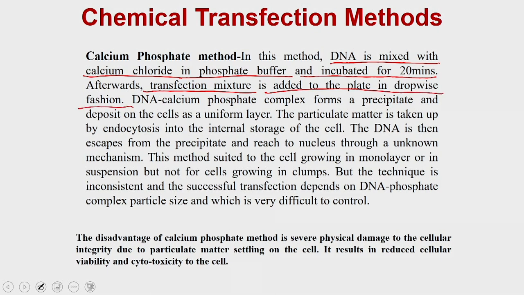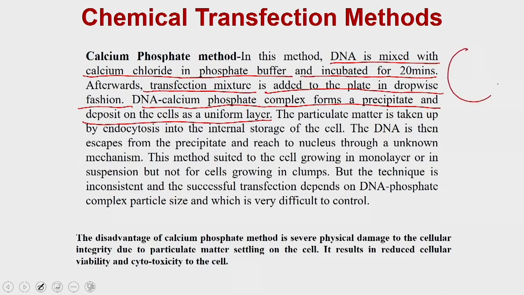What will happen is the calcium chloride in the phosphate buffer is going to generate calcium phosphate, and this calcium phosphate is going to make a complex with DNA. When you spread this transfection mixture dropwise onto the cells, this complex is going to settle down onto the cells. The DNA calcium phosphate complex forms a precipitate, which means it forms macro size particles, and these particles will slowly settle down onto the monolayer of mammalian cells on the plates, and deposit onto the cells as a uniform layer.